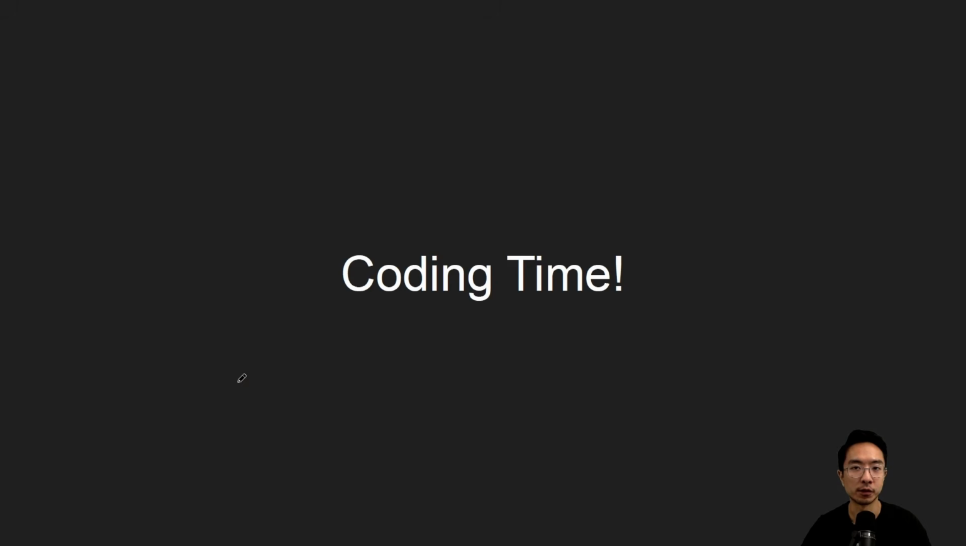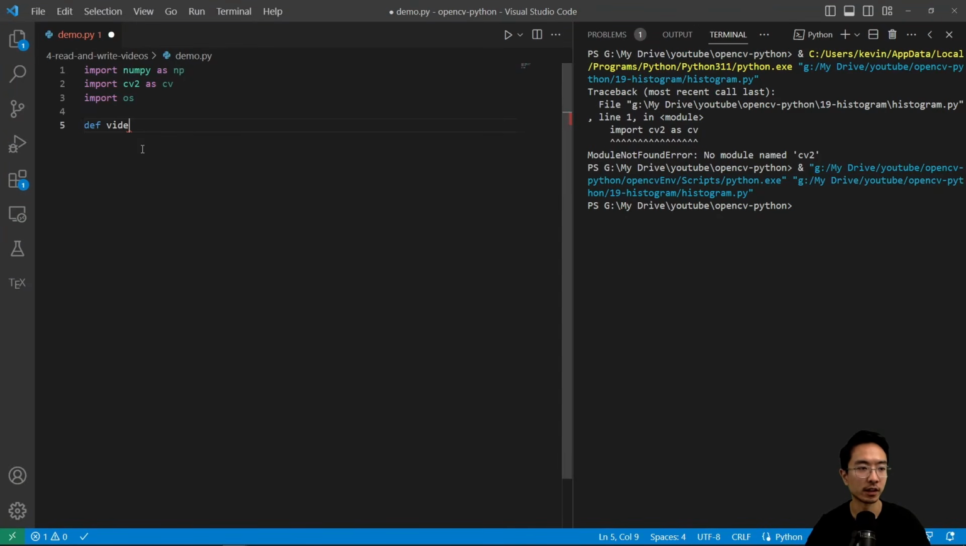Okay, now without further ado, let's jump into the coding. We're going to call our first function video from webcam, and you get to see my lovely studio. So for this, let's have our if name equals main, and we're going to call our video from webcam.